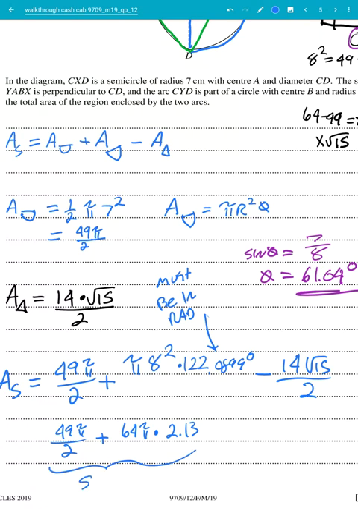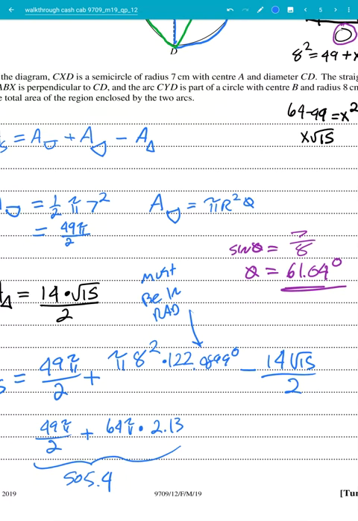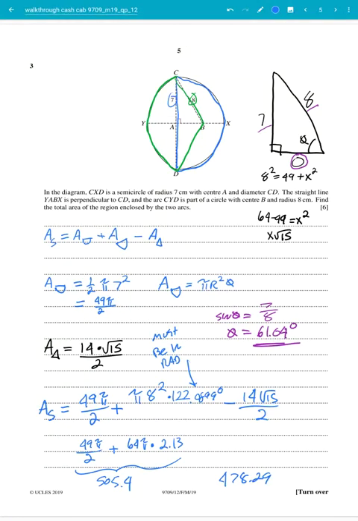So this simplifies to 505.4. And then we're going to subtract 7 square root of 15. 78.29. So I think that should be somewhere close to the right. So here we go. Let's see.